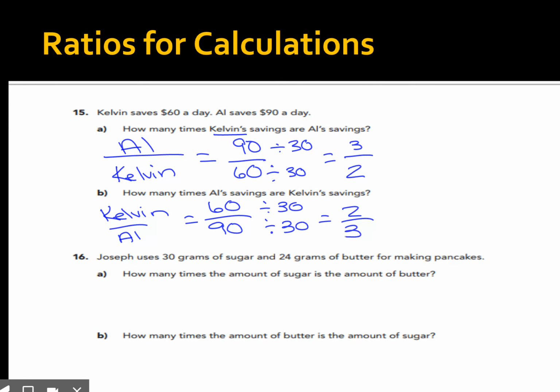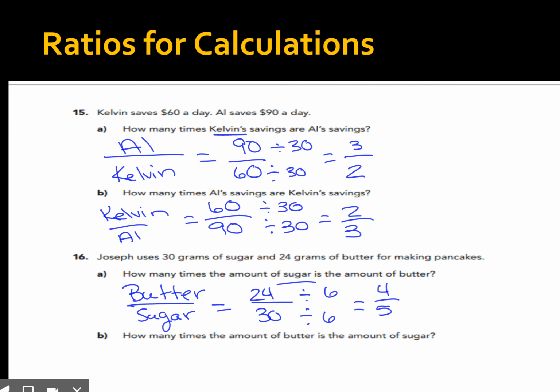And number 16, Joseph uses 30 grams of sugar and 24 grams of butter for making pancakes. How many times the amount of sugar? So they're asking sugar first, so we're going to put that on the bottom. How many times the amount of sugar is the amount of butter? So that would be 24 over 30. And again, you always want to simplify these. So we would divide by the greatest common factor, in this case, which is 6. And the answer is 4/5.